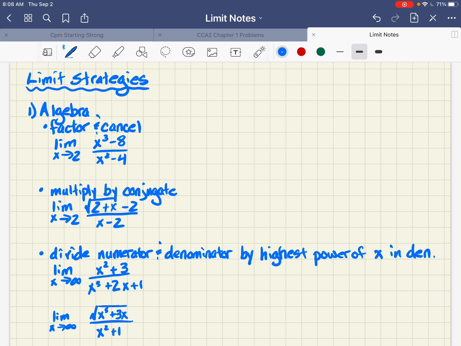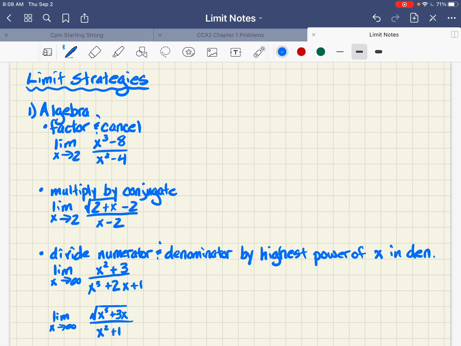So the first category of strategies is algebra. Of course, feel free to pause this video, write these problems down, and then come back when you're ready to take notes. These notes, by the way, should go in your regular notebook, not in your ISN.